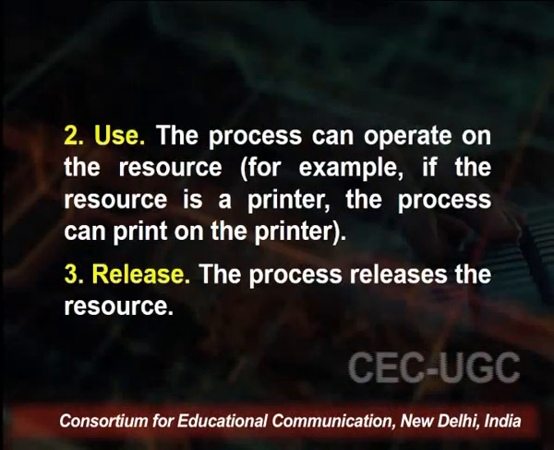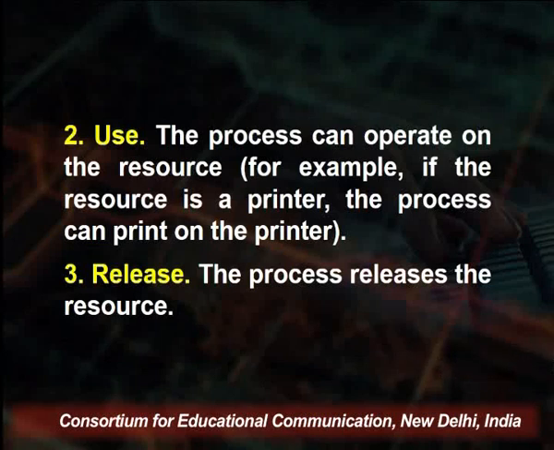Then a process that has already got the requested resource can operate on the resource. For example, if it is a printer, the process can print on the printer, and after use there will be the third phase, which is release. In this phase, the process releases the resources. So first of all, it will request for the resource. If got, fine enough. If not, then it will wait for the resource. After getting the resource, it will use it, and then it is going to release the resource.